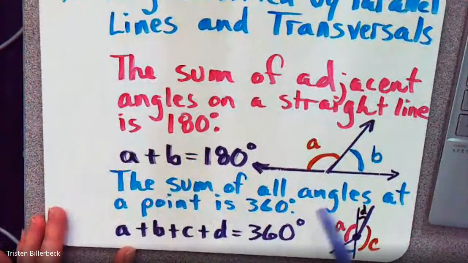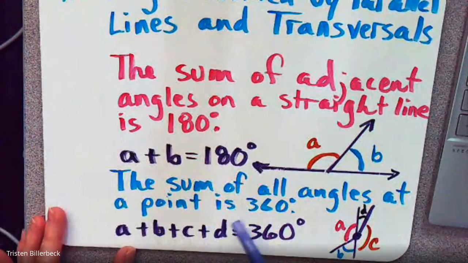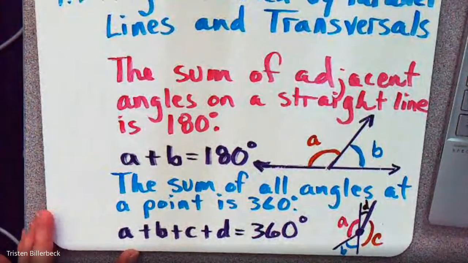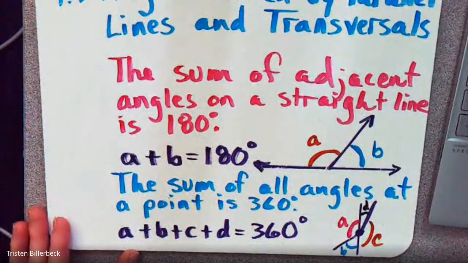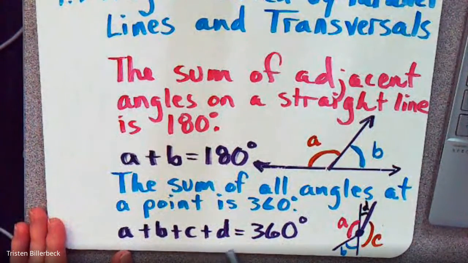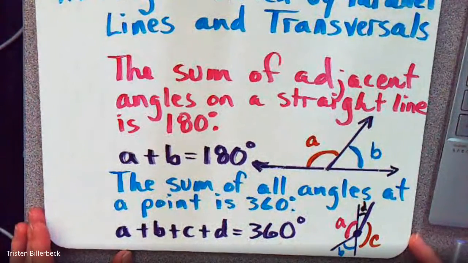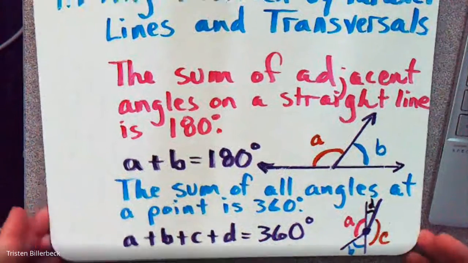And then the sum of all angles at a point is 360. So if I have a point here and I have angle A, angle B, angle C, and angle D, and I'm doing a pirouette in ballet or something, I'm doing A plus B plus C plus D equals 360. And if it's too much, it's not a very good pirouette. So we want to do exactly 360. All right, well, let's look at some angle pair relationships.